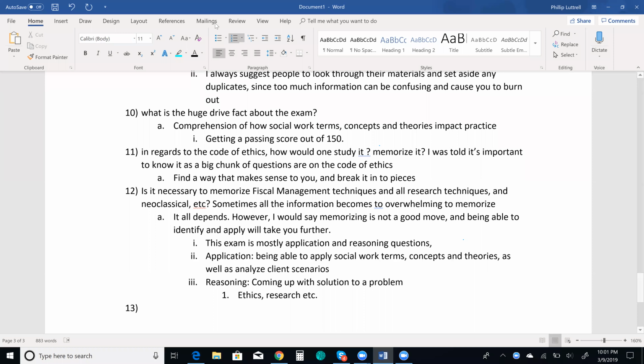So a lot of the test prep programs and all of those things are preparing you for the recall questions, which are beautiful, perfect, get you revved up, get you going. However, most of the exam is being able to apply it.